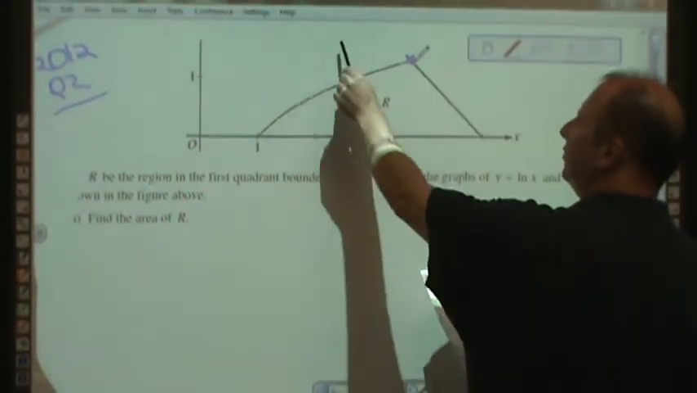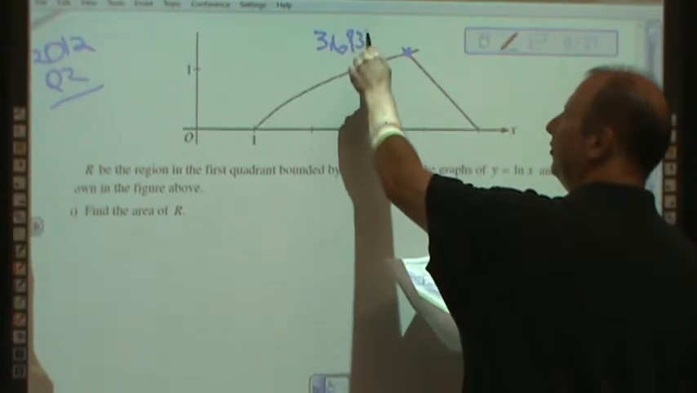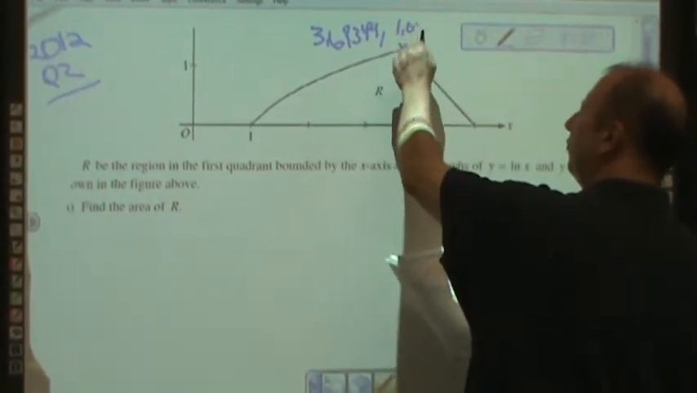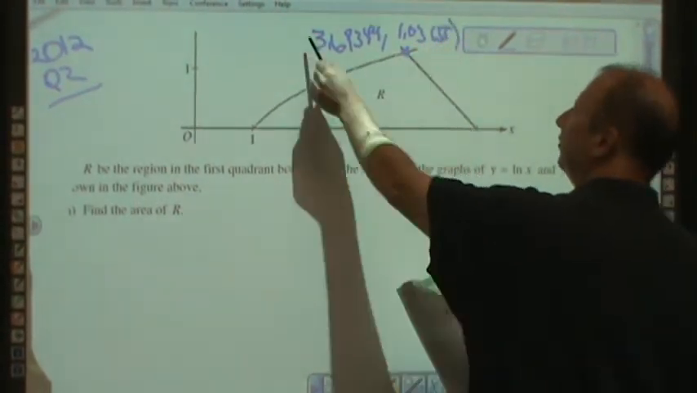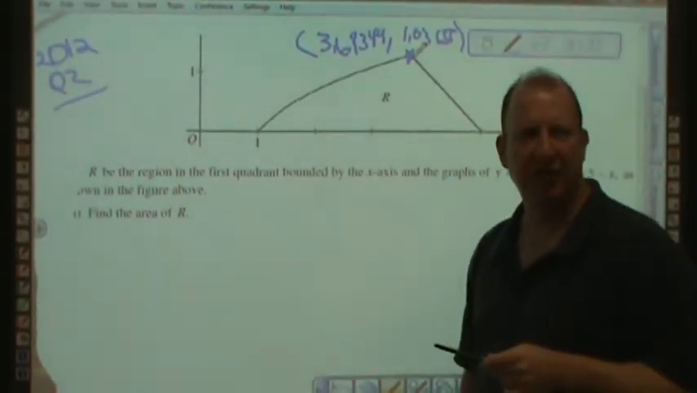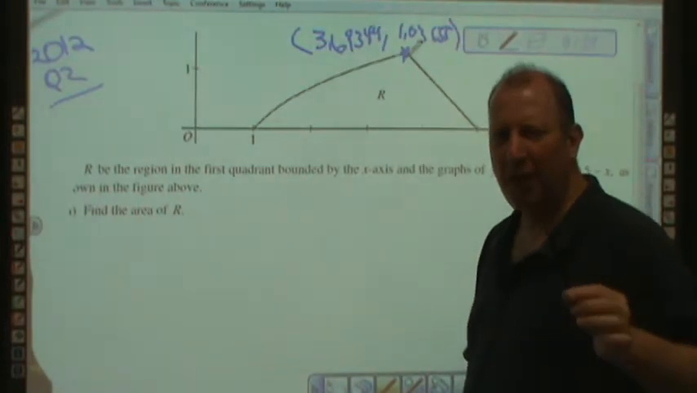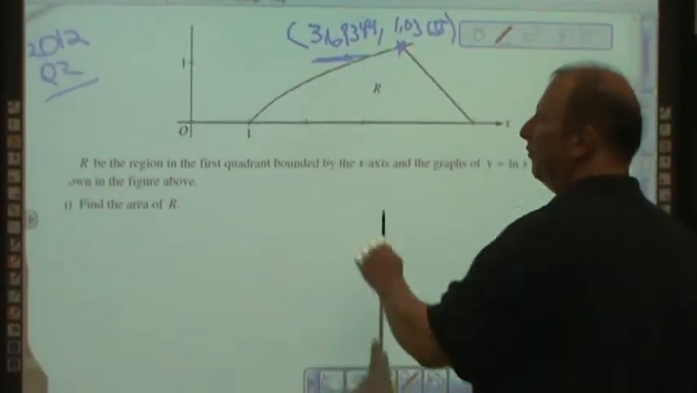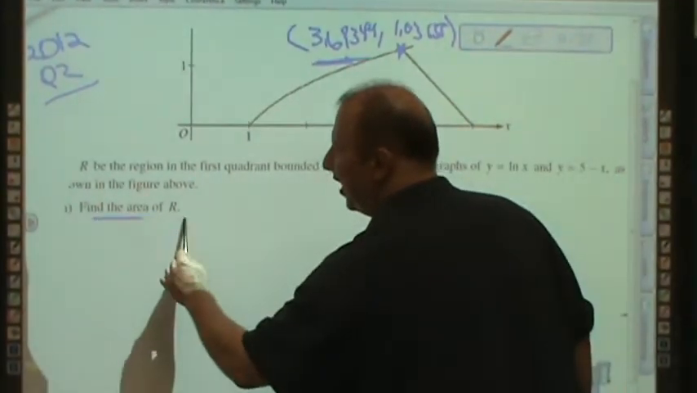And that happens to meet at 3.69344, comma, 1.03655. That's your point of intersection. Since we're working with the x-axis right now, you'll see in part 3 how I changed it. We're going to look at the 3.69344.